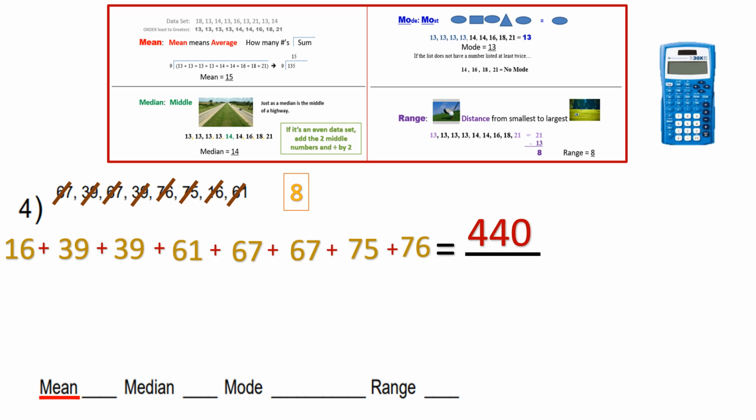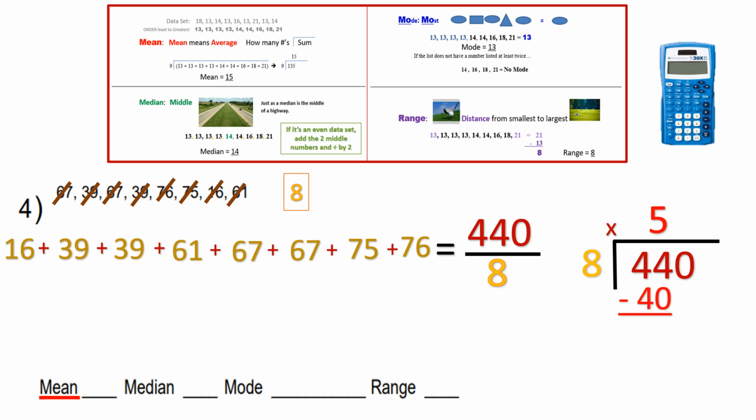Then I divide by how many there are. We've indicated there are 8. So my numerator, my top number, goes inside my division box. I divide by my bottom number, my denominator. And 8 goes into 44 a total of 5 times, because 5 times 8 is 40. I have a remainder of 4 and bring down my 0. Then 8 will go into 40 5 times, so I don't have a remainder. Therefore, my mean, my average of the data set for question 4, is simply 55.